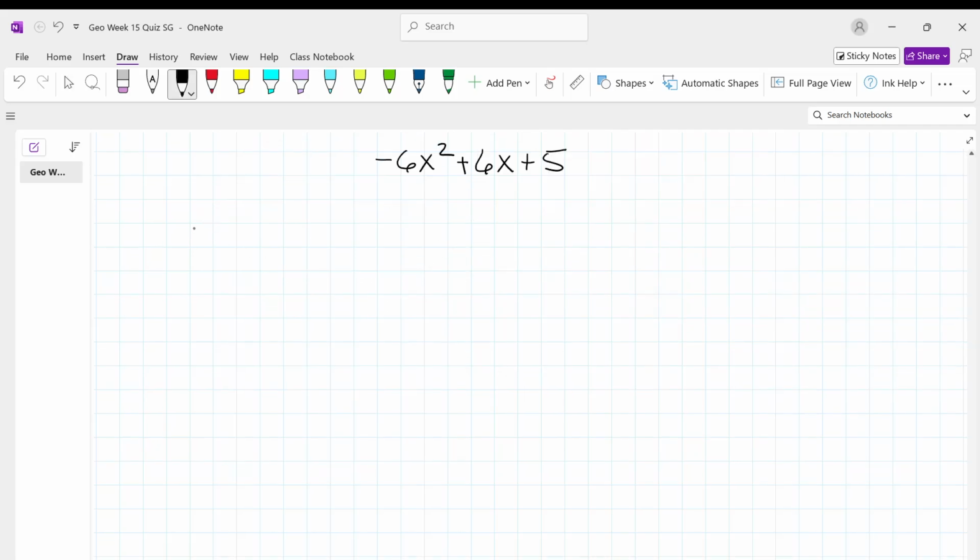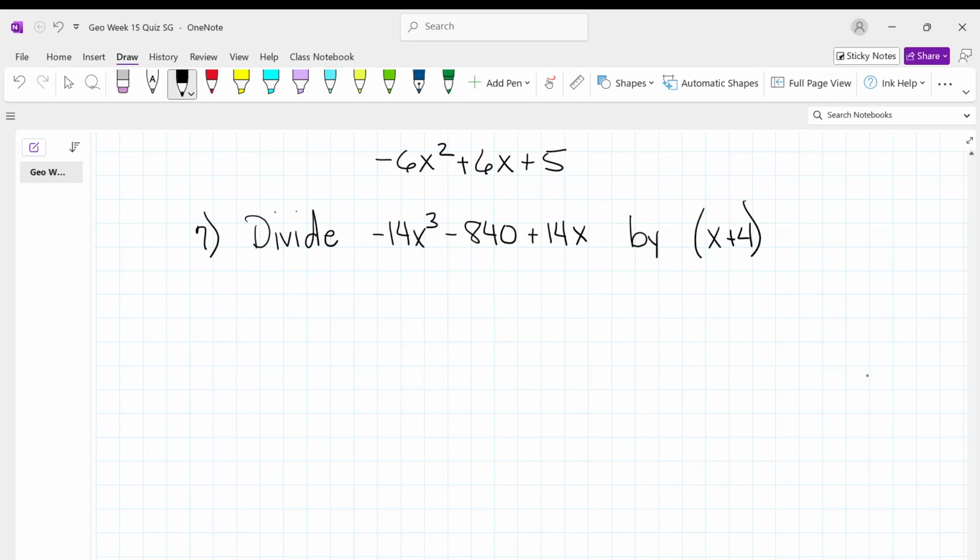Problem number 7, let's see, divide negative 14x to the third minus 840 plus 14x by x plus 4.